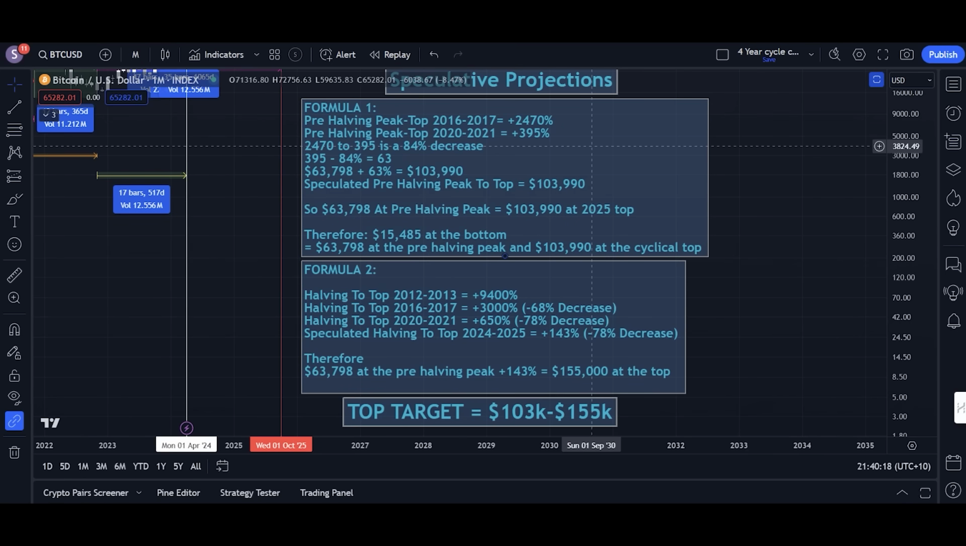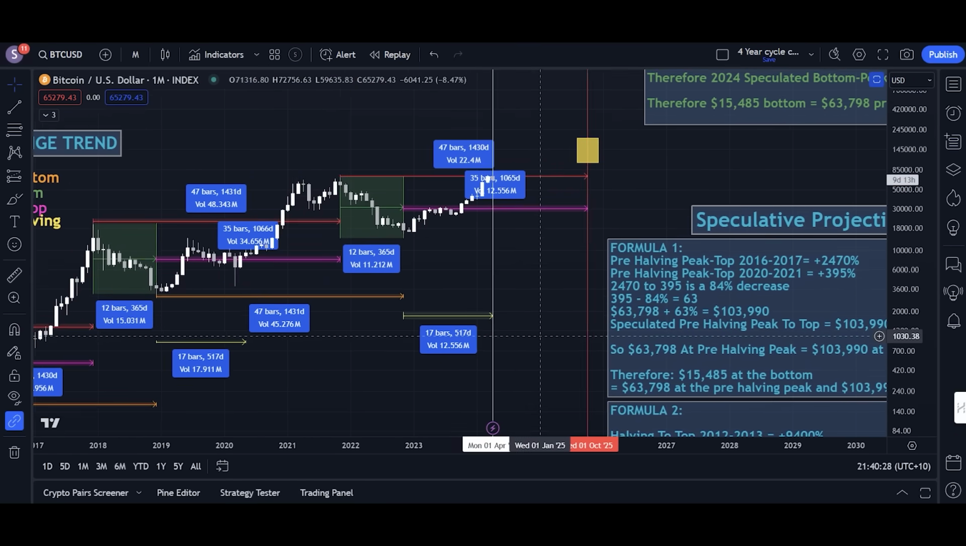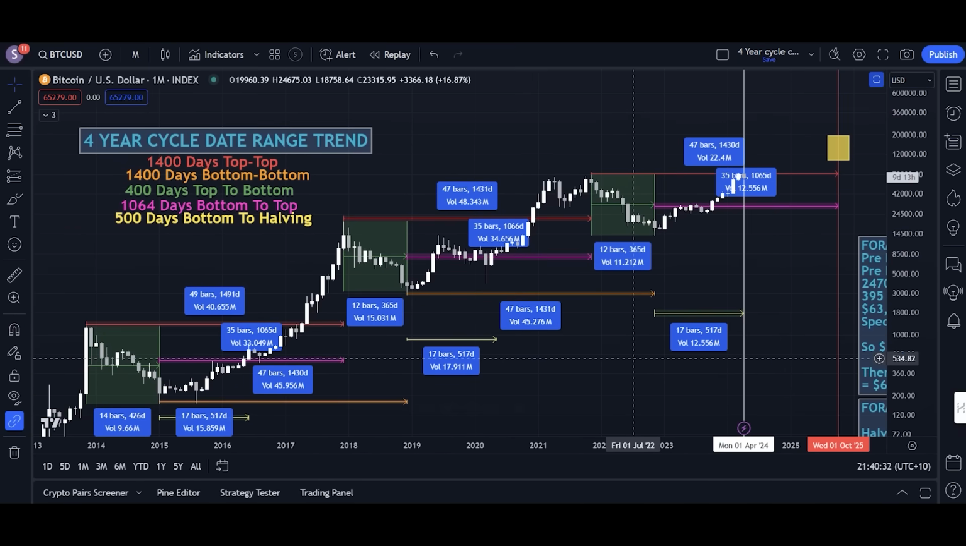So based on the 4-year cycle, my top target for this bull market is 103 to 155k, but I'm not confident in that because I'm not really confident that the 4-year cycle itself is intact here. We'll have to just wait and see. That's very much the memo of this cycle so far. I say it time and time again. I try to say it every single video to remind people.